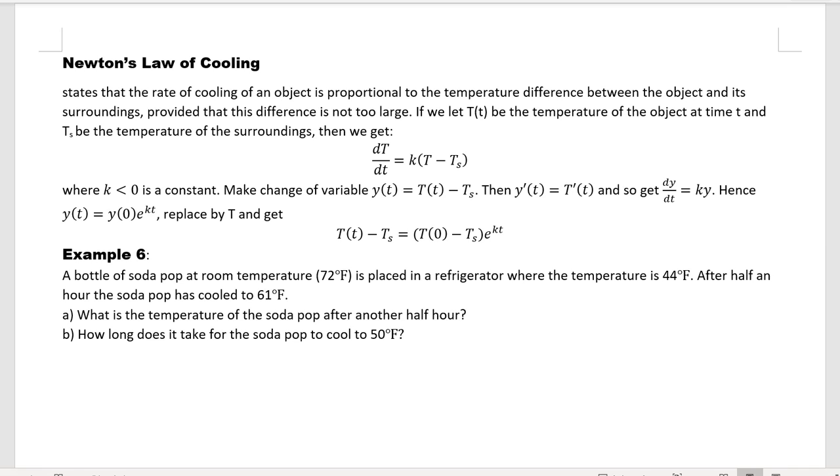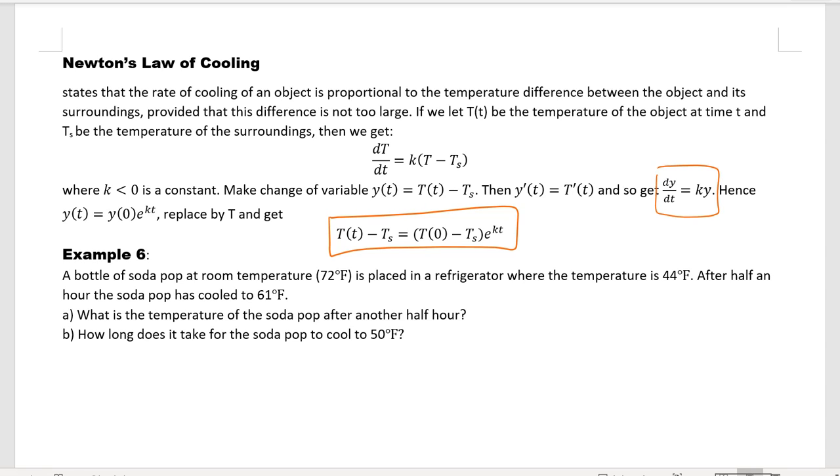And we make a change of variable, y of t equals T minus Ts. Then y prime of t is T prime of t. After we plug in this new variable, we just get dy/dt equals k times y. This is exactly the same differential equation that we solved in the population model. That's why we know the solution y of t is y0 e to the kt. Now we replace by T. On the left-hand side, y is T of t minus Ts, and on the right-hand side, y0 is T0 minus Ts, times e to the kt. So this is how we get the formula for the Newton's law of cooling model.